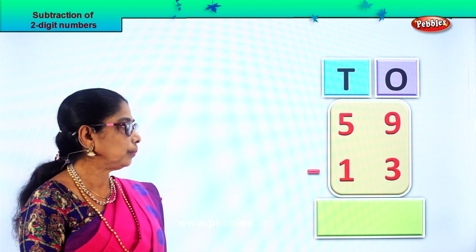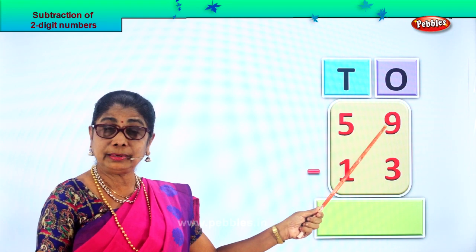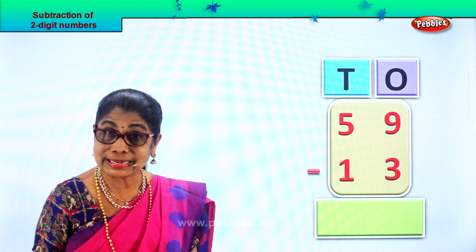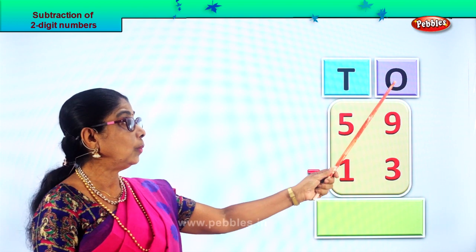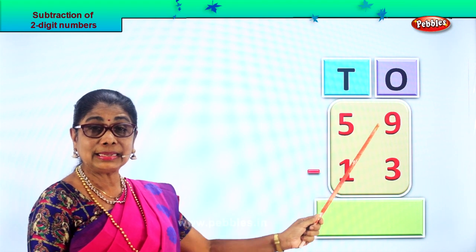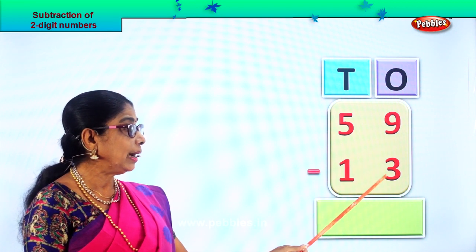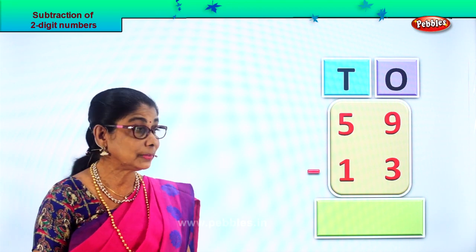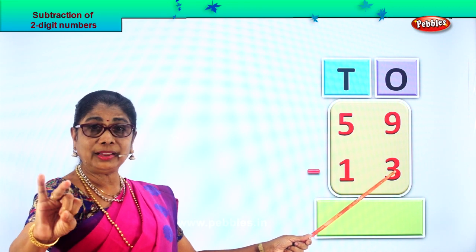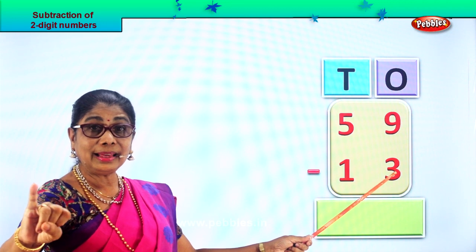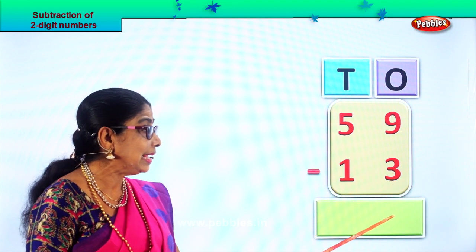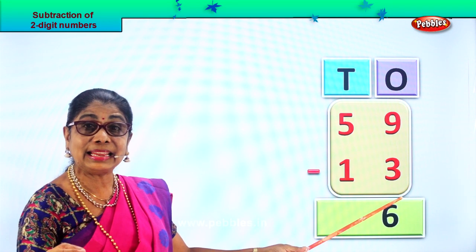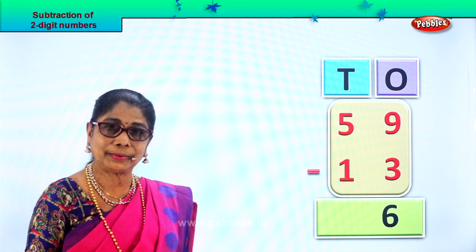See what's given to you. You're given 59 minus 13. Let's work on the ones place first. 9 ones minus 3 ones. After 3: 4, 5, 6, 7, 8, 9. What is the number? 6. 9 take away 3 is 6. So we put the 6 ones down here.